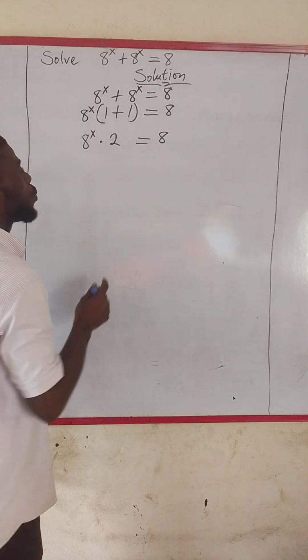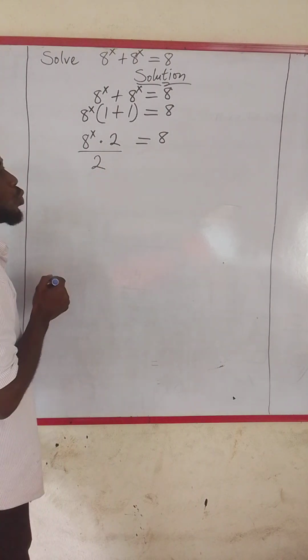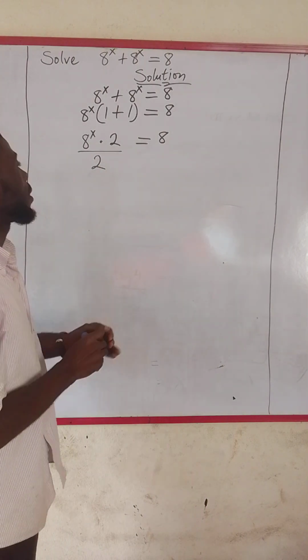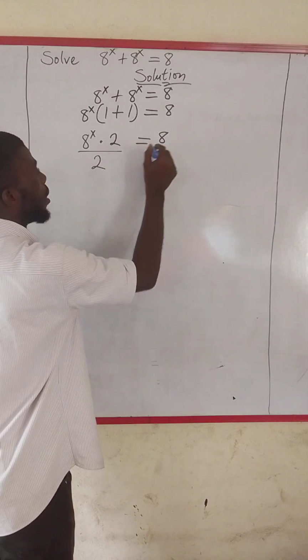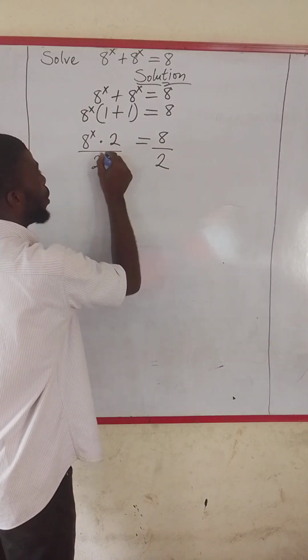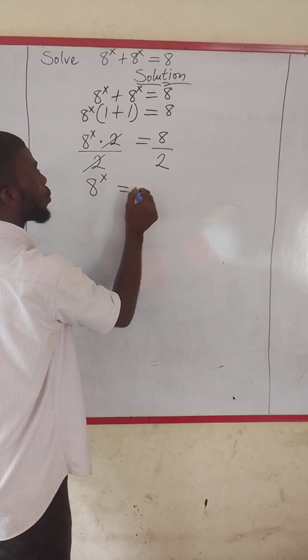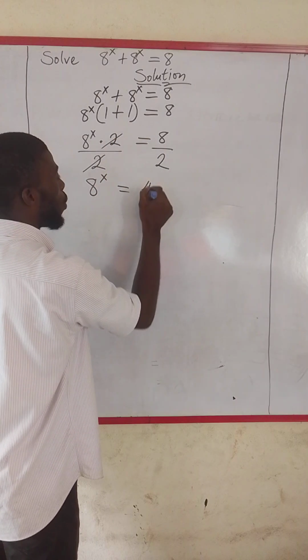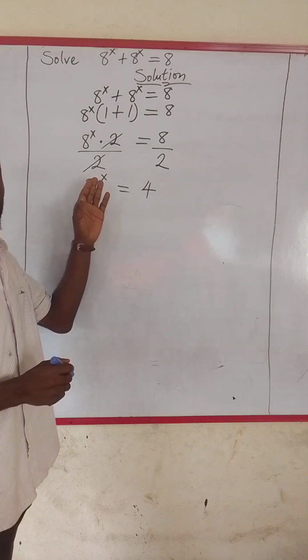So to remove this 2 here, I will divide by 2. And since this is an equation, whatever you do to the left hand side, you also do to the right hand side. I will also divide this by 2. So 2 divided by 2, we'll have 8 raised to the power of x. When 8 is divided by 2, we are going to be left with 4.